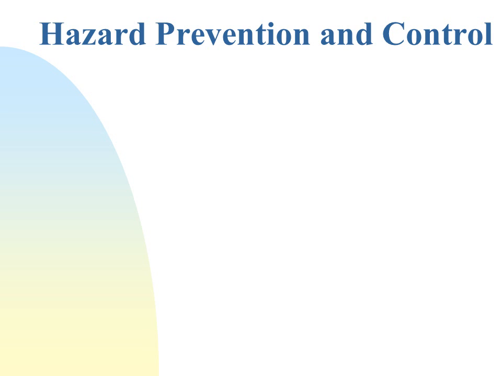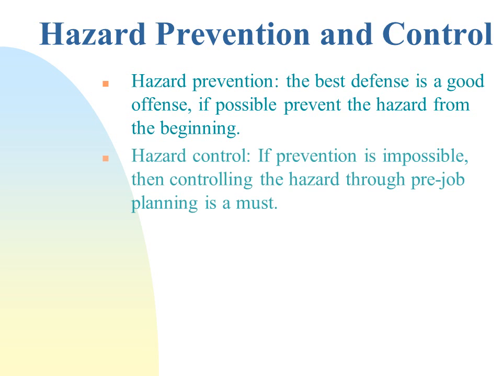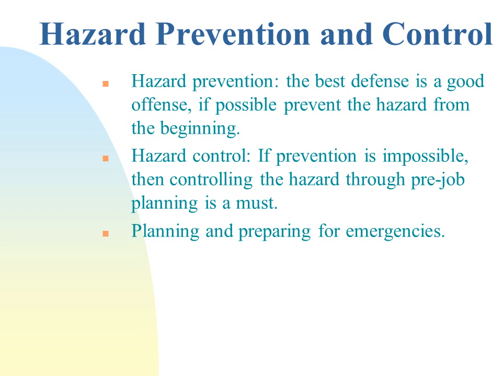So hazard prevention and control comes with different levels. First level is to prevent. The best defense is a good offense. If possible, prevent the hazard from the beginning. In terms of control, if prevention is impossible, then controlling the hazard through pre-job planning is a must. But the last thing is that if the hazard has happened already, we need to plan and prepare for emergencies: nearest hospitals, having doctors on site, fire exits, points of gathering, all these issues need to be planned.